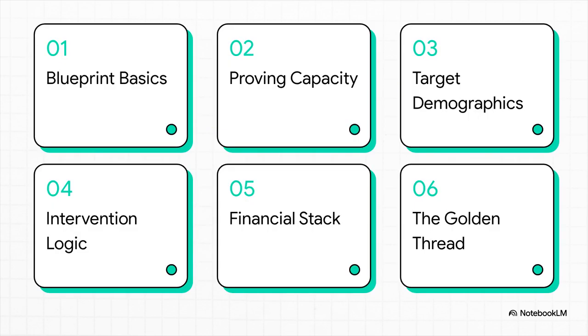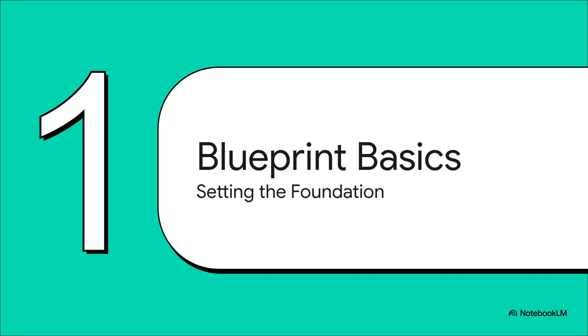Okay, let's dive into this. We are taking this incredibly complex four-part form and breaking it down into 6 super manageable sequential phases. The S9 Blueprint Basics, proving organizational capacity, funneling target demographics, the intervention logic model, building the financial stack, and finally, securing the golden thread. Starting off with Section 1, the S9 Blueprint Basics, setting the foundation.